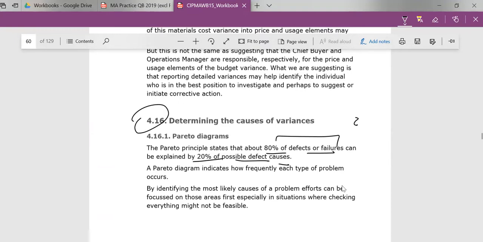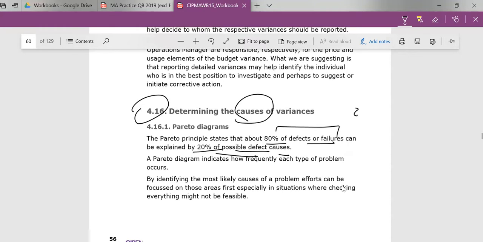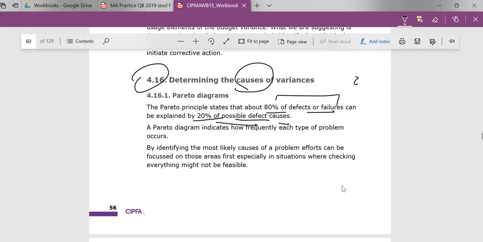That's what's happening here. And there's a general principle that if you're trying to investigate the causes of variances, because we're talking about cause, the Pareto Principle states that 80% of problems or failures can be explained by 20% of the possible defects. So if we can hone in and deal with those defects, we will actually help ourselves a lot. And a Pareto diagram indicates how frequently each type of problem occurs.